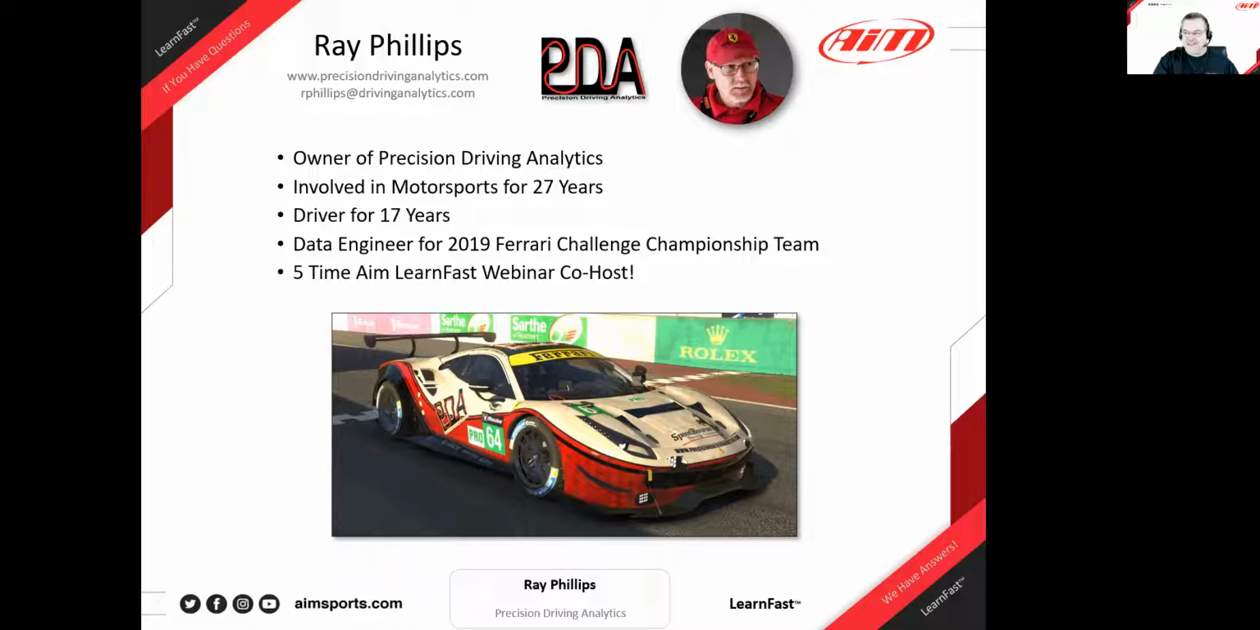I find a lot of the good engineers and data guys have some driving in their background. They can relate to the driver that they're trying to talk to, or the engineer that they're trying to talk to, and I think that's an important thing. And Ray has experience on both sides of this, so that's pretty cool. Data engineer for the 2019 Ferrari Challenge Championship team. That's a good feather in the cap. And again, 5 times as the co-host. And there's his own daily driver, right, Ray? A picture of your daily driver there.